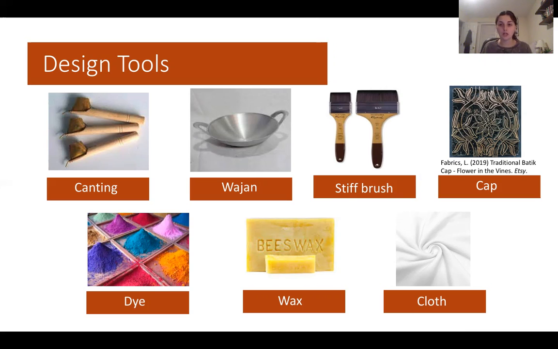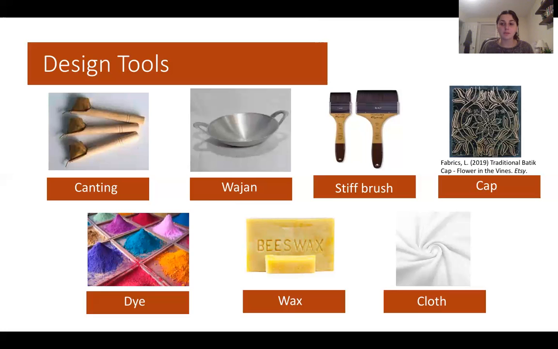And so a wajan that I mentioned before, it's kind of a wok looking bowl. It's typically held over a flame or a heat source, and that's where you put your wax while you are waxing your piece of fabric. And so it's typically in that shape because it's pretty easy to get the canting in there to scoop up the wax, and held over heat just to keep the wax at a consistent temperature that allows it to flow smoothly out of the canting.